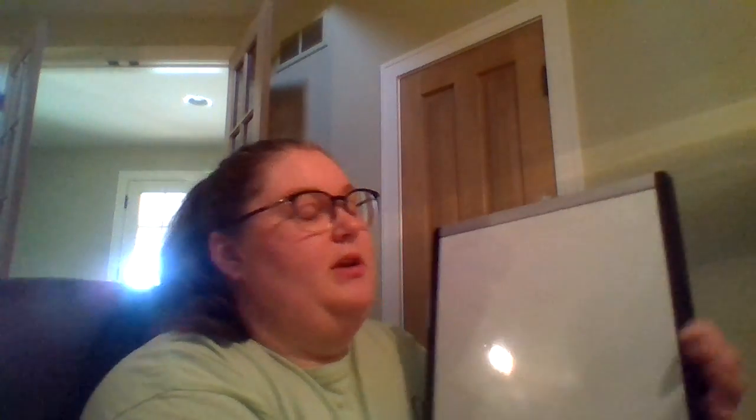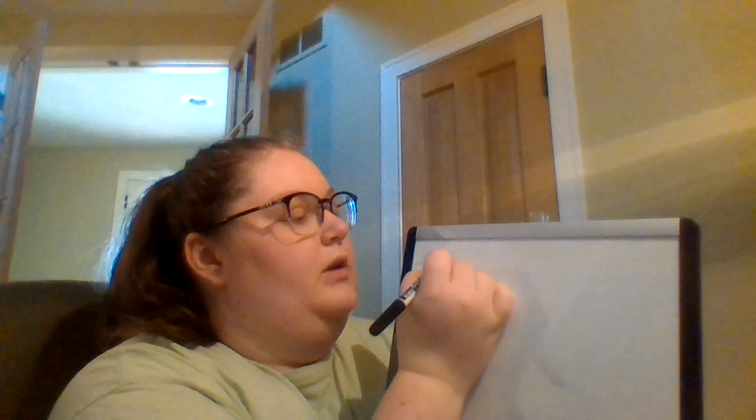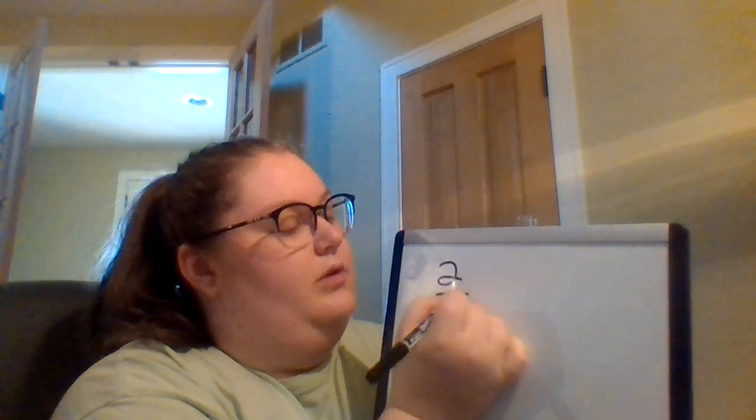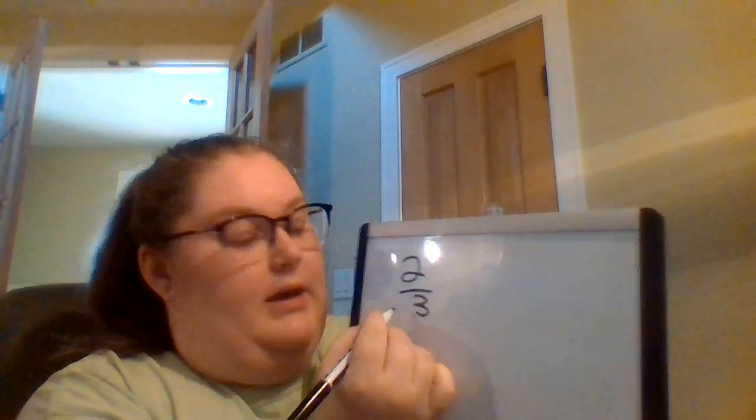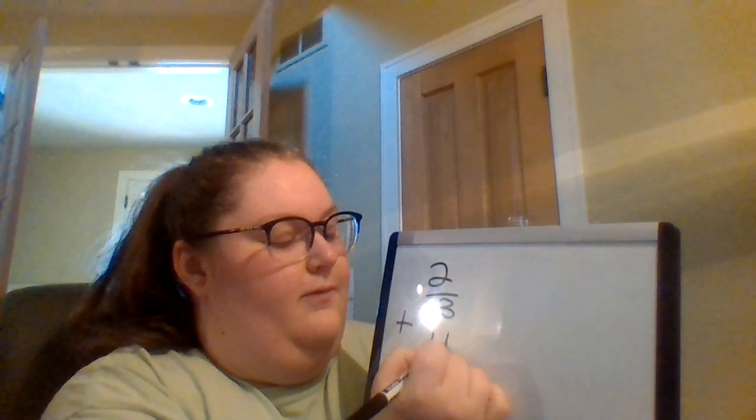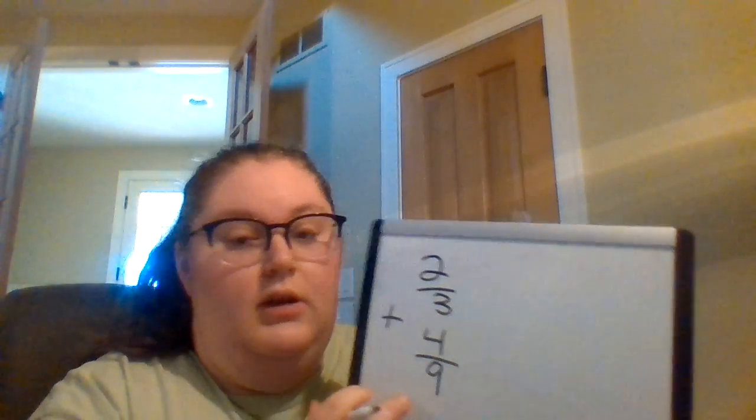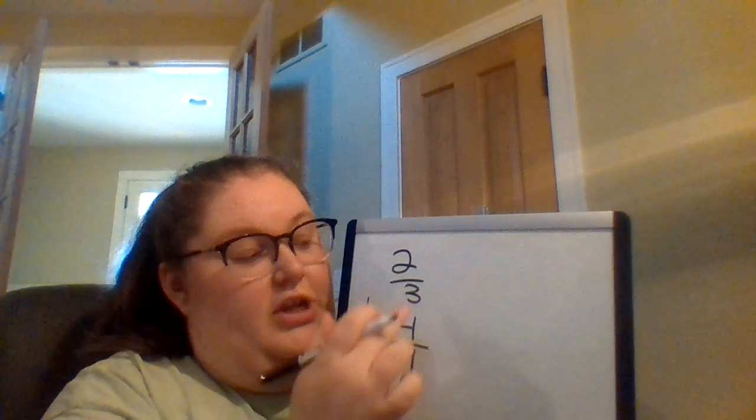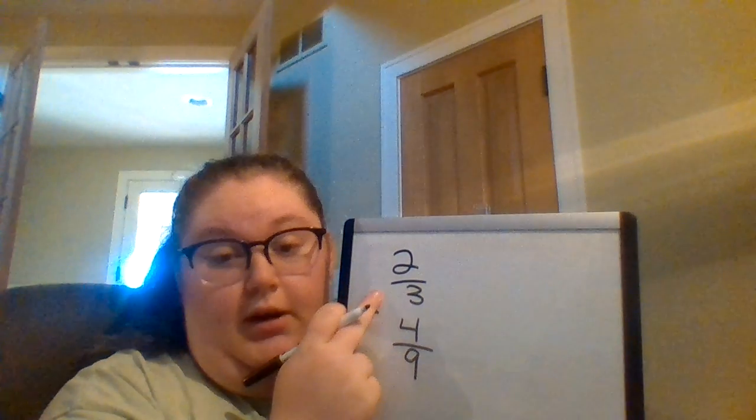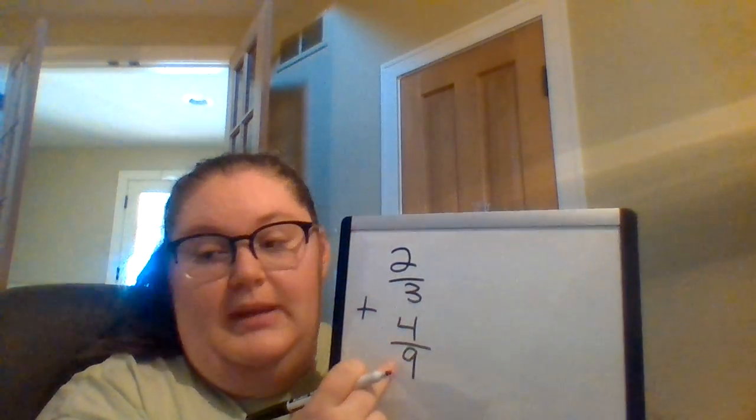So today we're talking about adding and subtracting fractions with different denominators. We're going to take this step by step, one at a time. The first thing we're going to do is write out my numbers. So I'm going to have 2/3 plus 4/9. Now, I have to change this denominator because this is different from this and I want it to be the same.